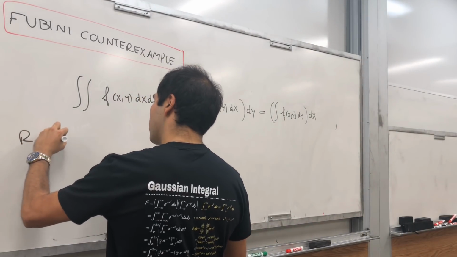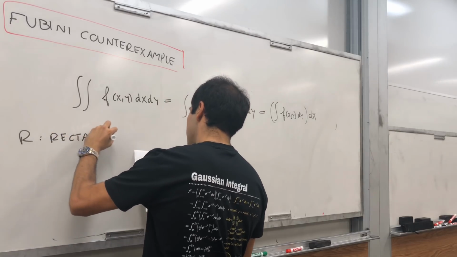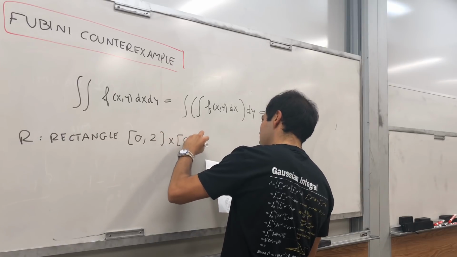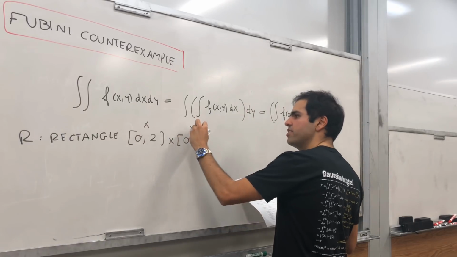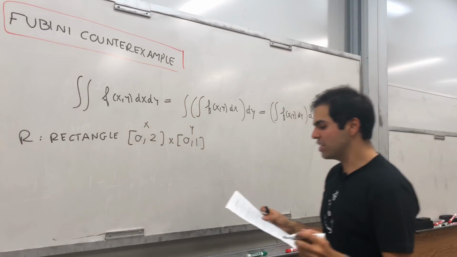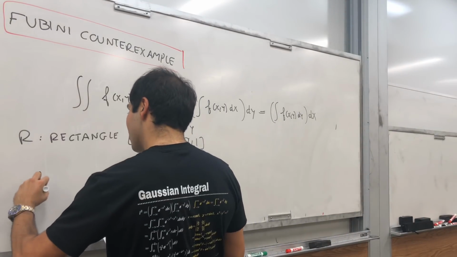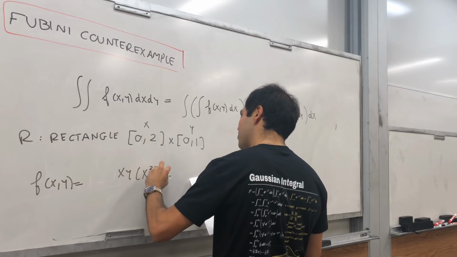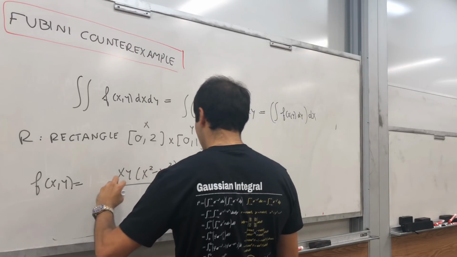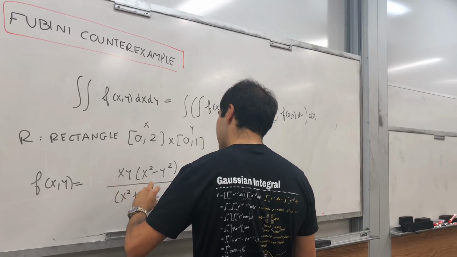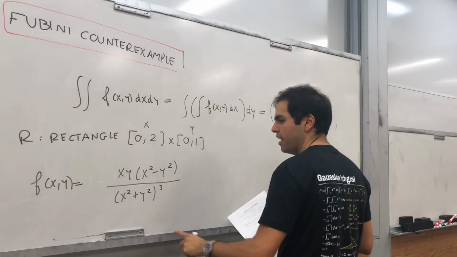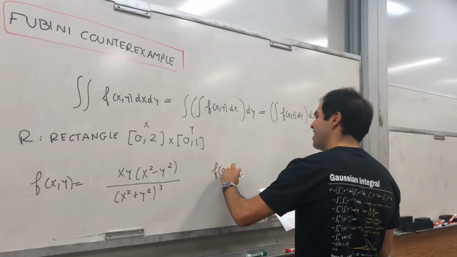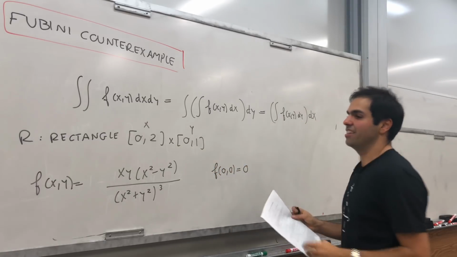R, first of all, is the rectangle [0,2] cross [0,1]. So x is between 0 and 2, and y is between 0 and 1. And f of x, y is the following function: xy times (x squared minus y squared) over (x squared plus y squared) cubed. Notice this is undefined at (0,0), so to define it there, you define it to be 0.